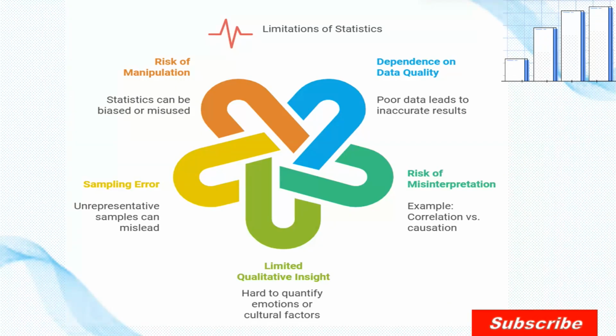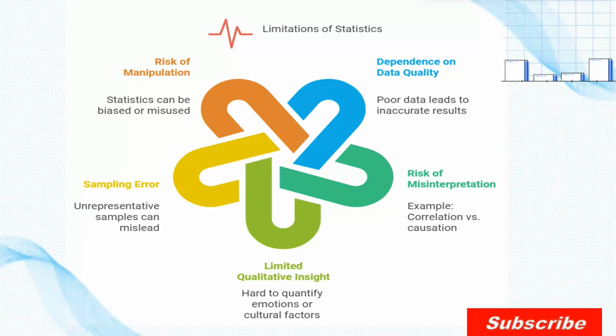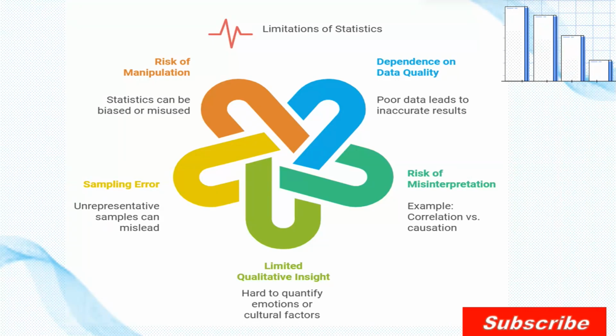3. Limited scope for qualitative insights. Statistics primarily focuses on quantitative data, which may not capture the full complexity of certain phenomena. For example, human emotions, cultural factors, or individual motivations might be challenging to quantify accurately, making it hard to fully understand complex social behaviors with statistics alone.